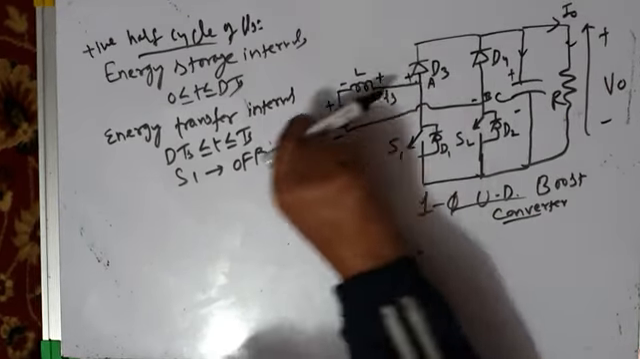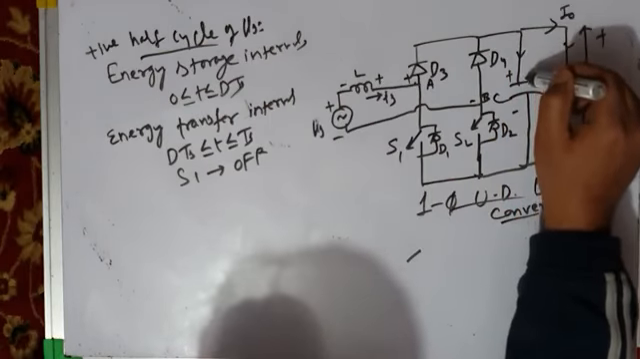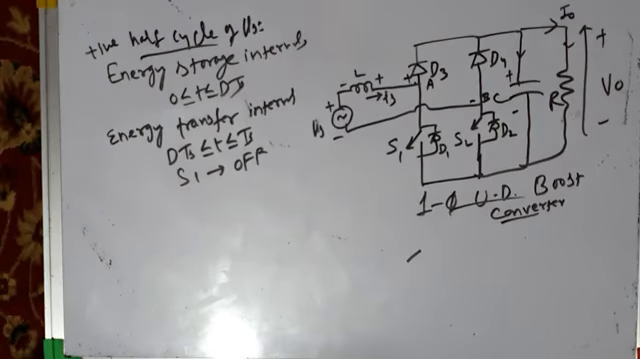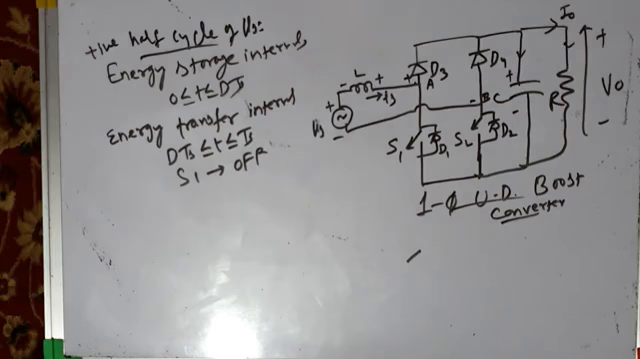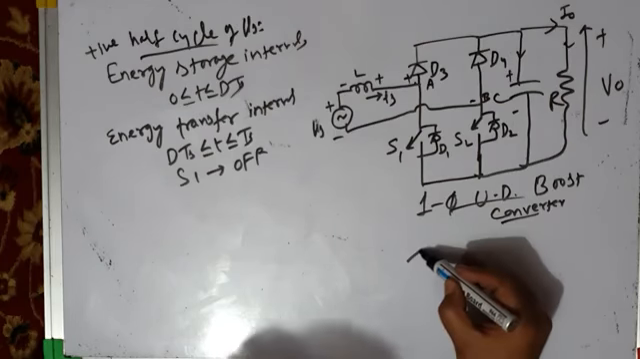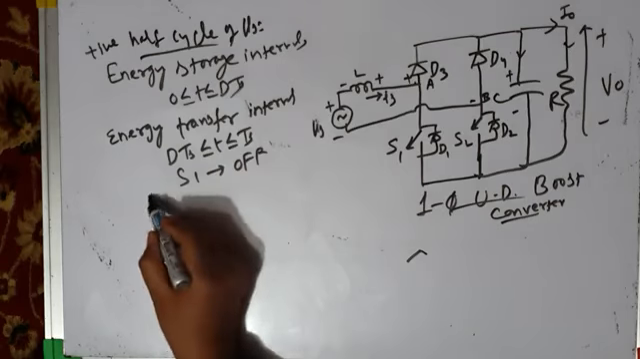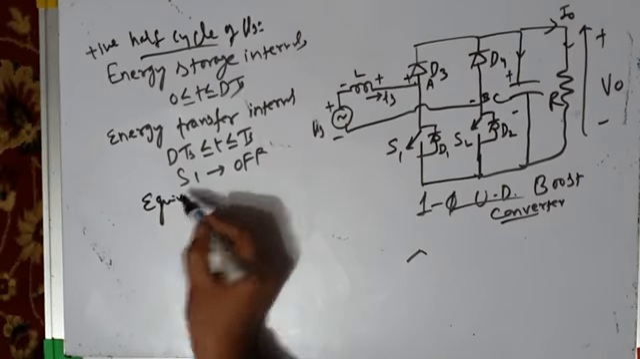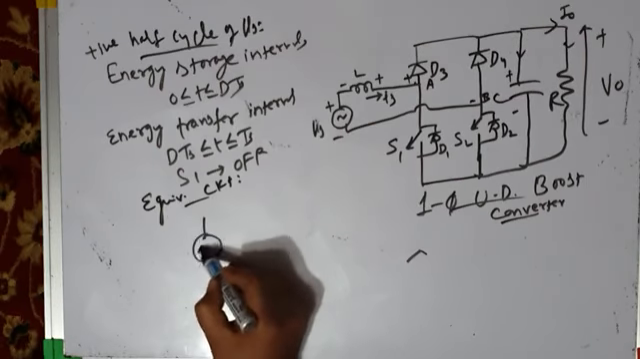And since the source now has to force current against a higher voltage, because in a boost converter the output voltage is higher than the input voltage, the current will decrease. Since the inductor is releasing energy, we know that when an inductor releases energy, current decreases. The current will decrease. Let me show you the equivalent circuit during the energy transfer interval. It will be like this.